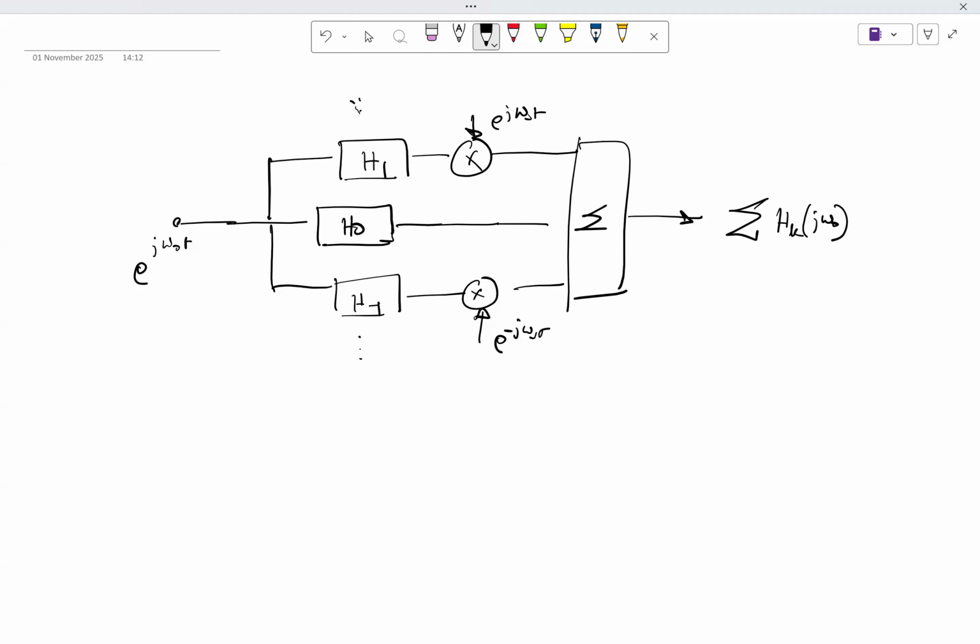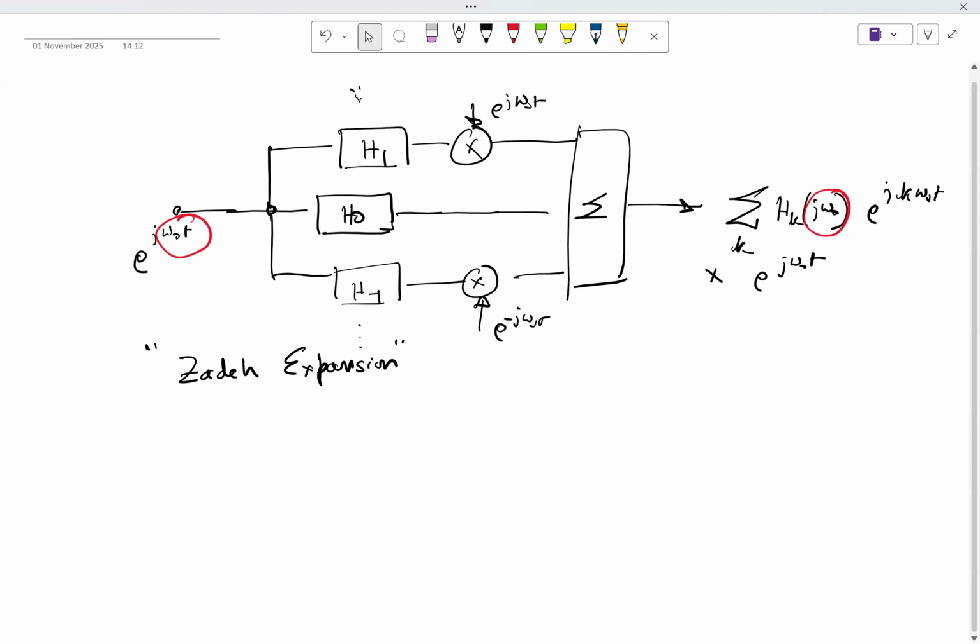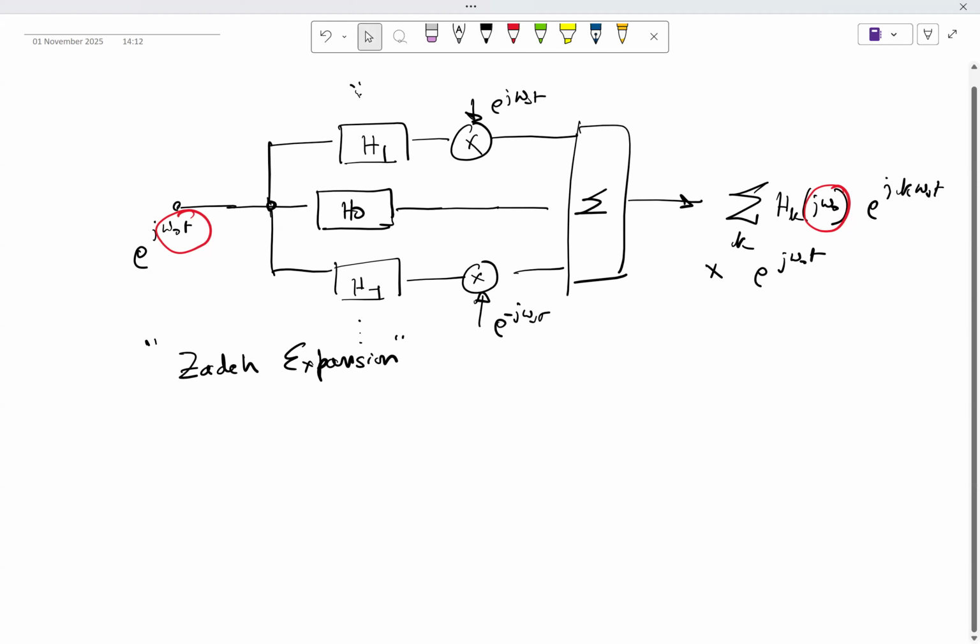So this omega naught is the same as this omega naught, times e to the power j k omega s t, summation over all k, times e to the power j omega naught t. Right. So basically, this is a Fourier series expansion, so it's called the ZA expansion of LPTV systems. Now, what did we do earlier? We essentially said that we were trying to find out each of these harmonic sidebands.